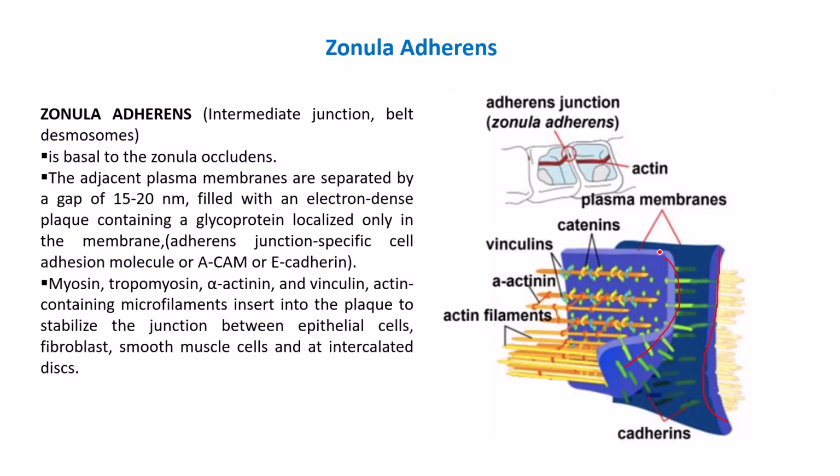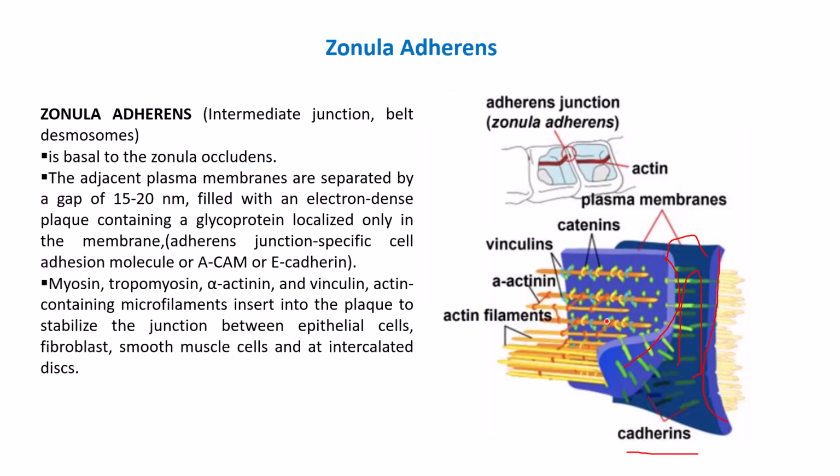So it is present just beneath the tight junction or zonula occludens. The gap between the two plasma membranes of different cells is around 15 to 20 nm, and it is filled with electron dense plaque glycoprotein, which is localized in the membrane, and that is called CAM or E-cadherin. As you can see here, E-cadherin.